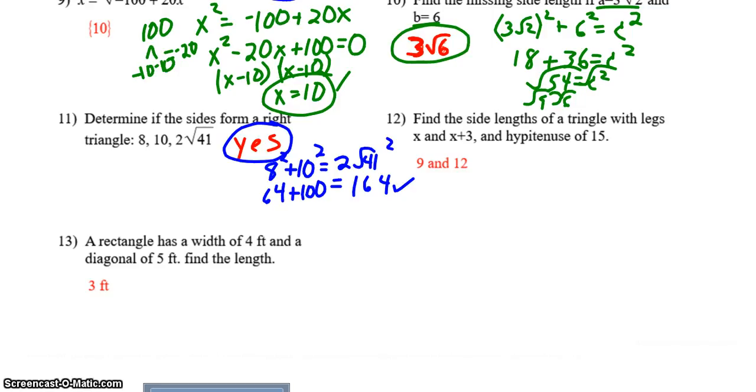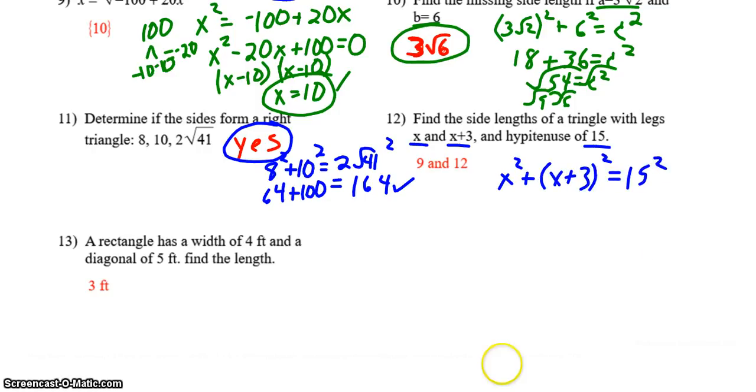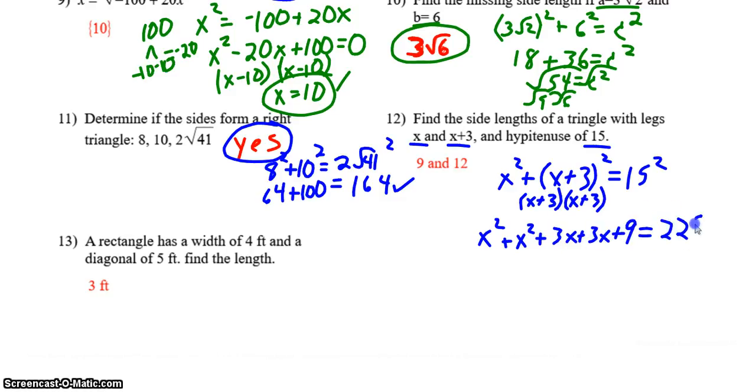Now in 12, we have to find the 2 missing sides in this case. So they tell us the legs are x and x plus 3, and the hypotenuse is 15. So this would be x squared plus x plus 3 squared equals 15 squared. X squared is easy, it's just x squared. Unfortunately, x plus 3 squared is x plus 3 times x plus 3. So that would be x squared plus 3x plus 3x plus 9 equals 225.